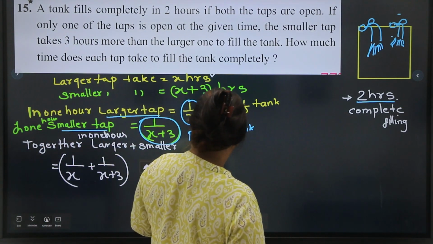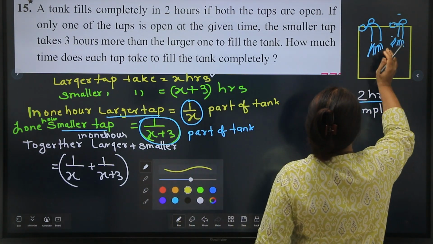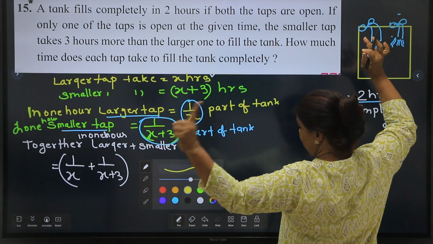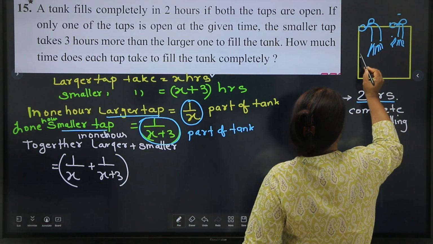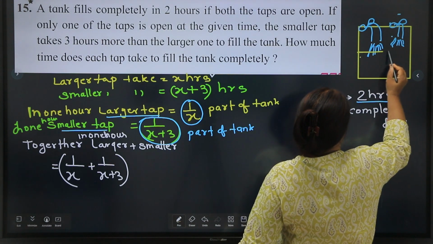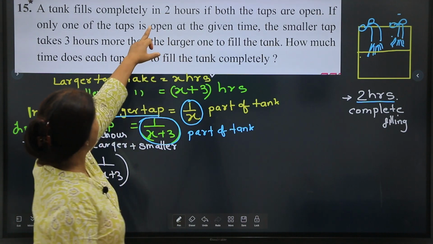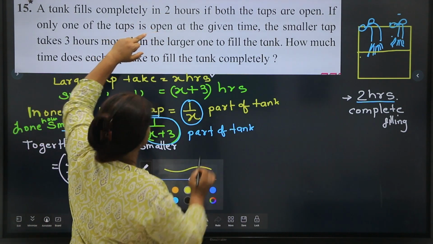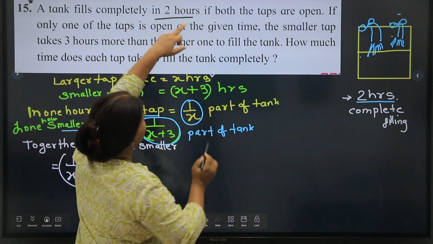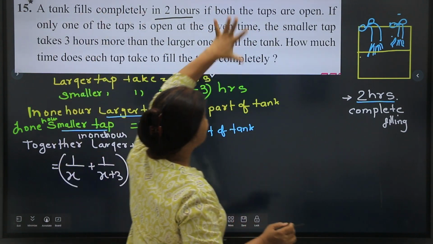Suppose I am drawing here. These both the taps, if together they are open for 1 hour, then they will fill 1 upon x plus 1 upon x plus 3 part. That means in 2 hours they are filling. What is given? In 2 hours, both the taps, if they are open, the tank will fill completely.